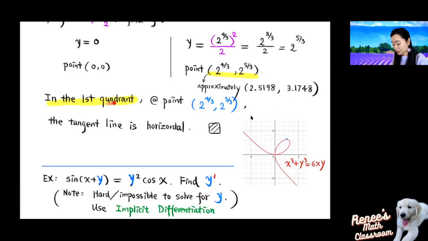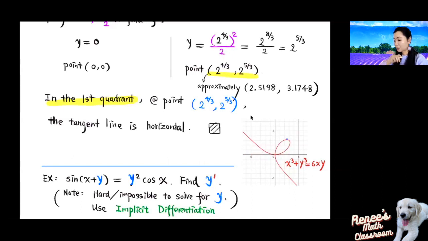So in the first quadrant, at this point, the tangent line is horizontal. So that answers the question. If you graph it, you see the graph of this equation will be like this. This point over here is right here, and it has a horizontal tangent over here. Over here at the origin also has a horizontal tangent, but that's not the point because that's not at the first quadrant.